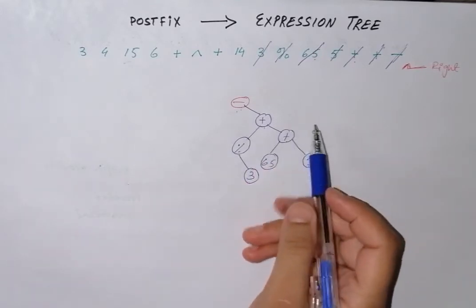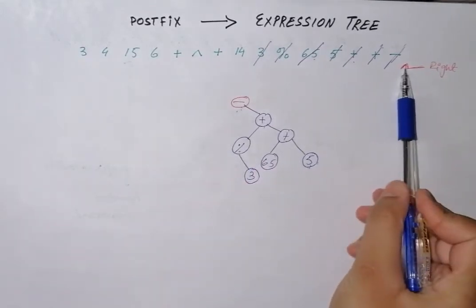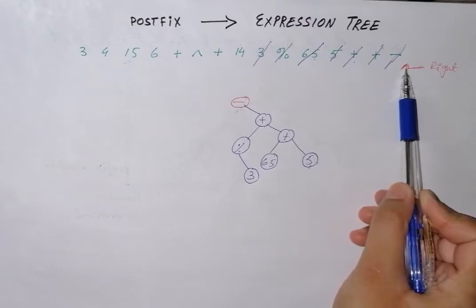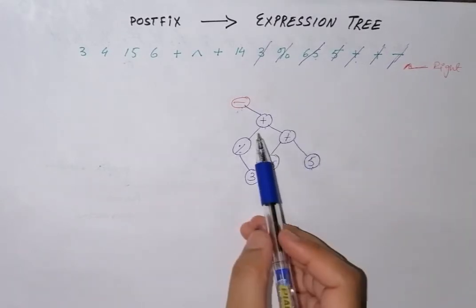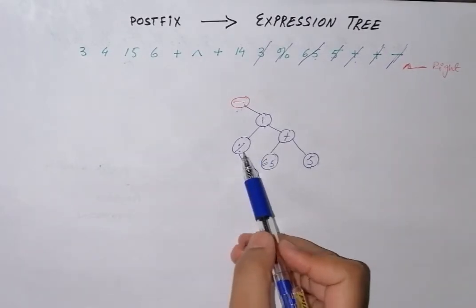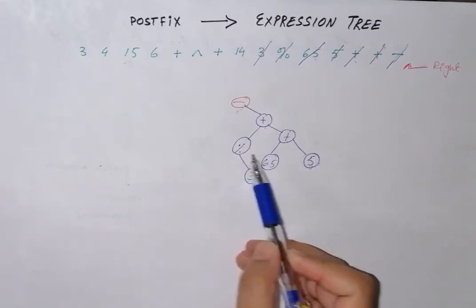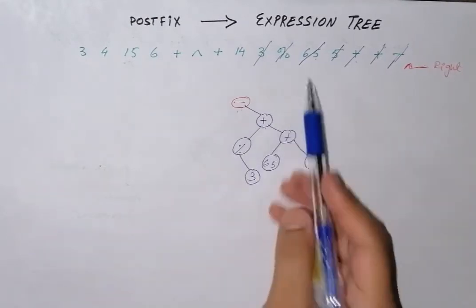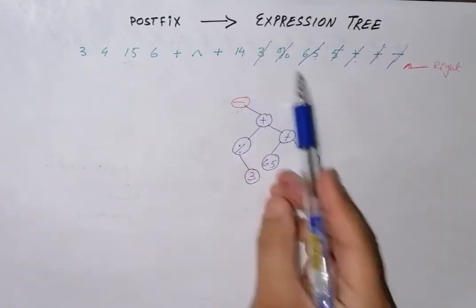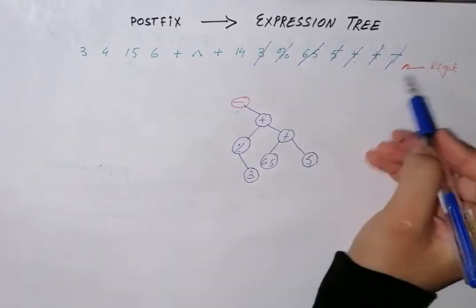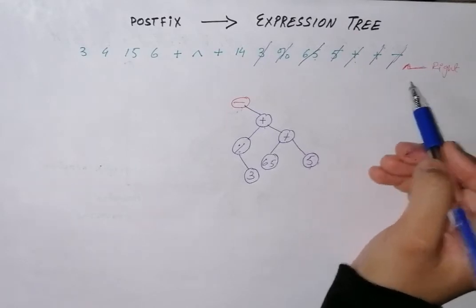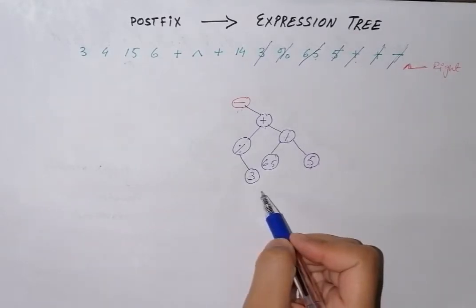Just to give you a revision, I have started reading this expression from the right side, and my preference is to enter every node at the right side of any node containing an operator as a value. So here you see, I have got division, and after division, what I have encountered is 3, which is an operand. Since I am moving towards the right side, I'll prefer to insert the node on the right side.